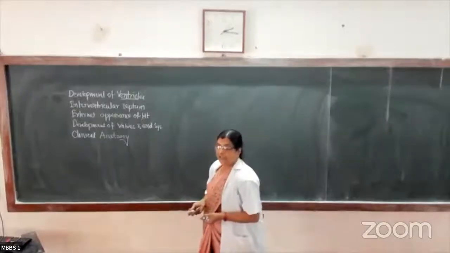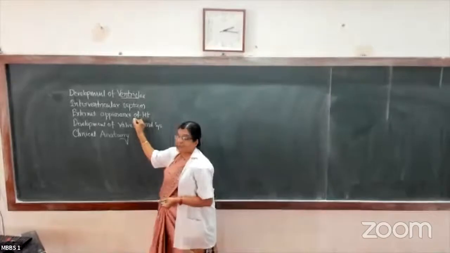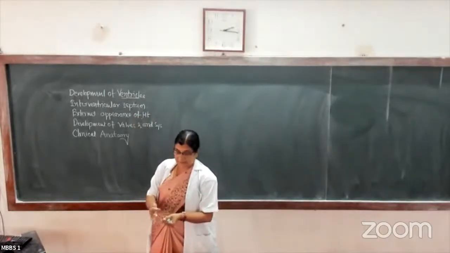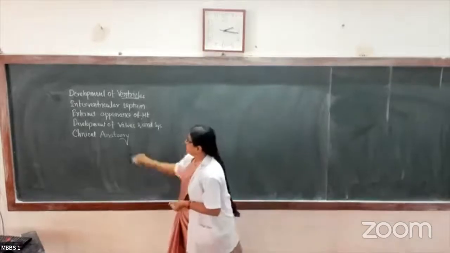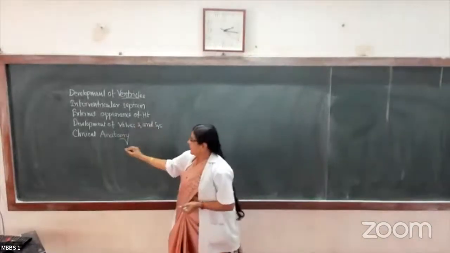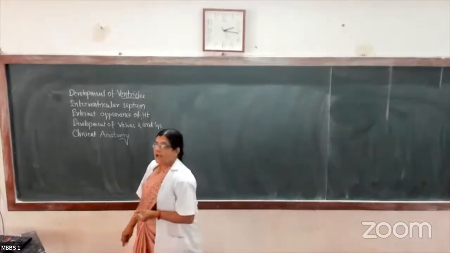Like that, some major blood vessels are formed. And so you should know how this tube is converted into a normal shape of the heart. Then development of the valves and conducting system. And then we will see some features about the clinical anatomy.